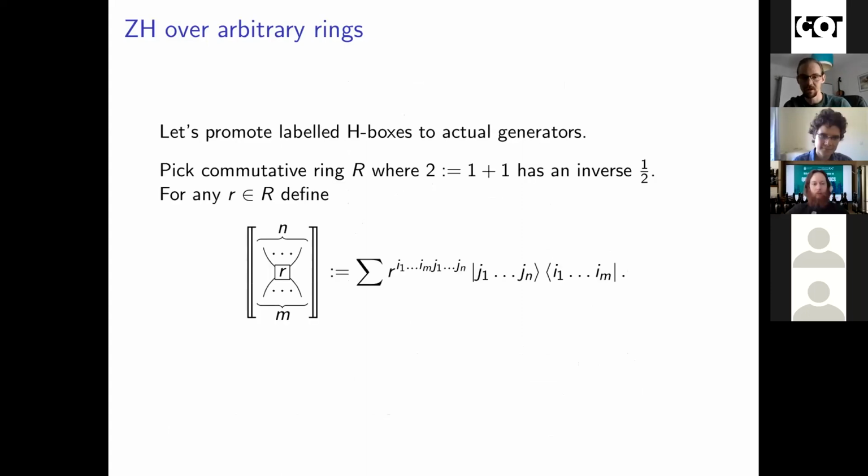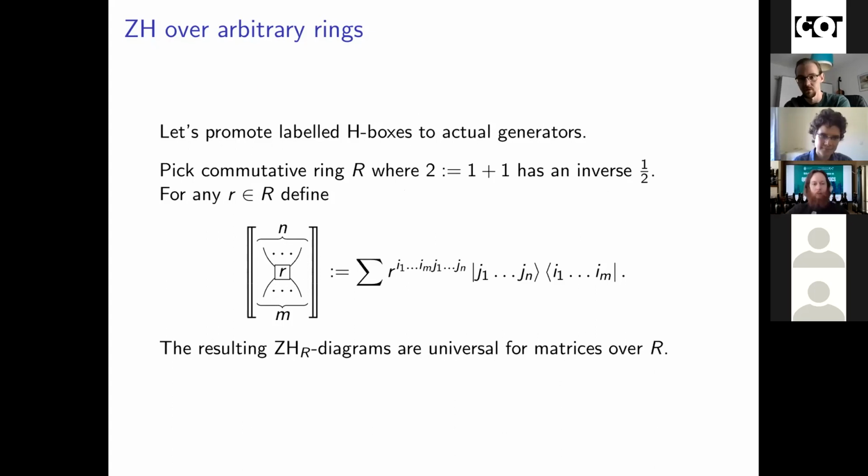So we start by picking a commutative ring R. This can be any ring R, as long as 2, so just 1 + 1, has an inverse of half. So for instance, the ring Z, just the integers, wouldn't be allowed because 2 doesn't have an inverse, but the dyadic rationals will be fine. And then we define this generator for any element in this ring, which is just an HBox with the R on it. We just define it in this way. So this will be a matrix which has 1s everywhere, except there's an R in the bottom right corner.